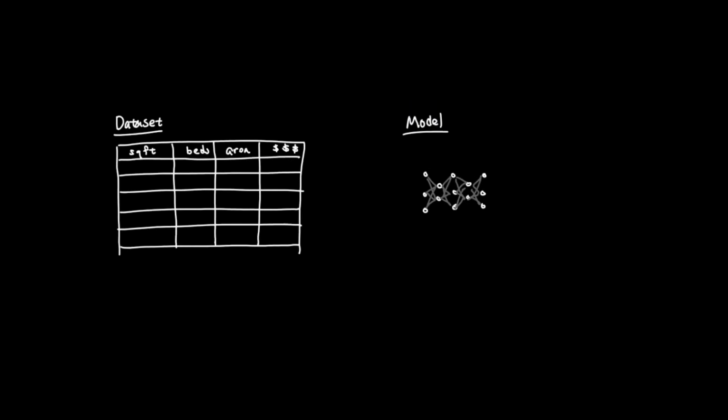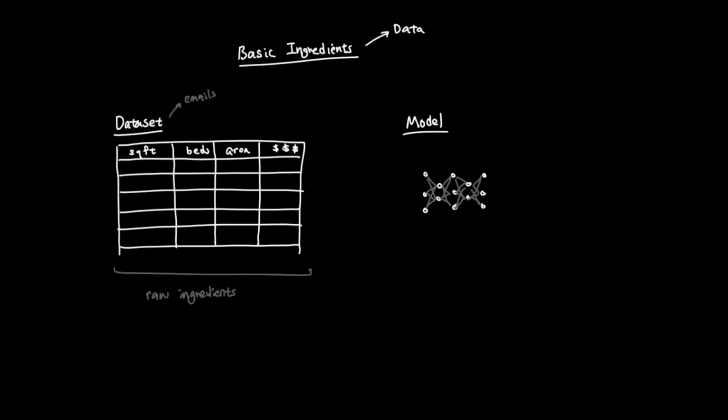Now that we know that machine learning is about learning from examples, we need to define the basic ingredients of those examples. The first is data. Data is the raw material the model learns from. It could be emails, images, videos, audio clips, transaction records, medical scans, sensor readings, or rows in a spreadsheet.